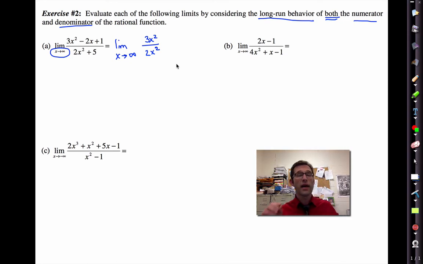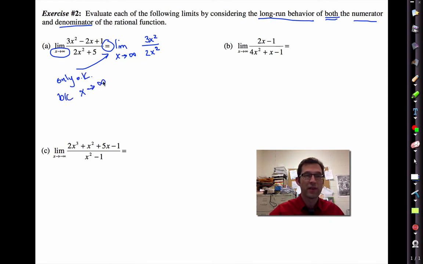Now again, I need to emphasize, this equality is only okay because x is heading to infinity. If x was heading to 100, which is relatively large, that equality wouldn't hold. They'd give you different answers. If x was headed towards -1,000, that equality wouldn't hold. They'd give you different answers.